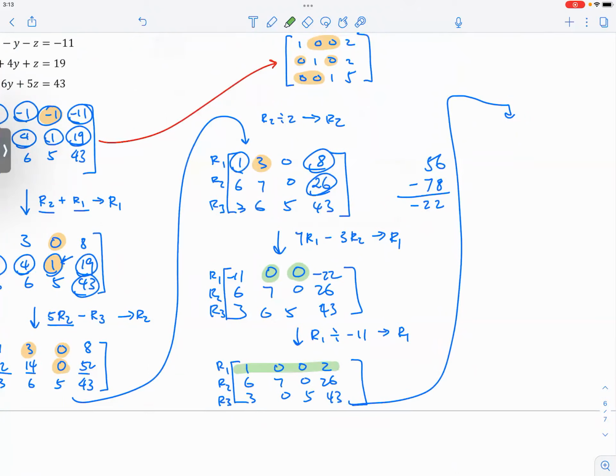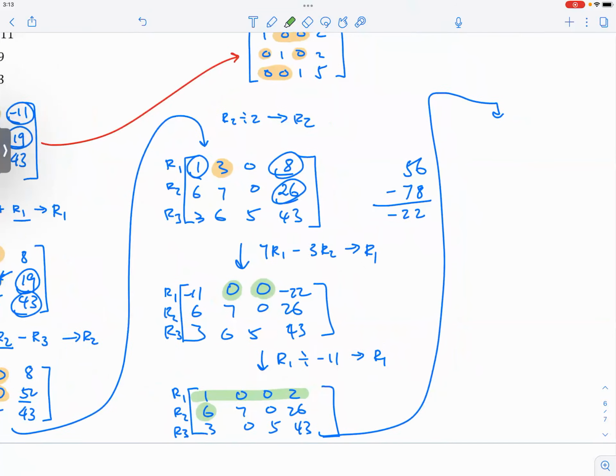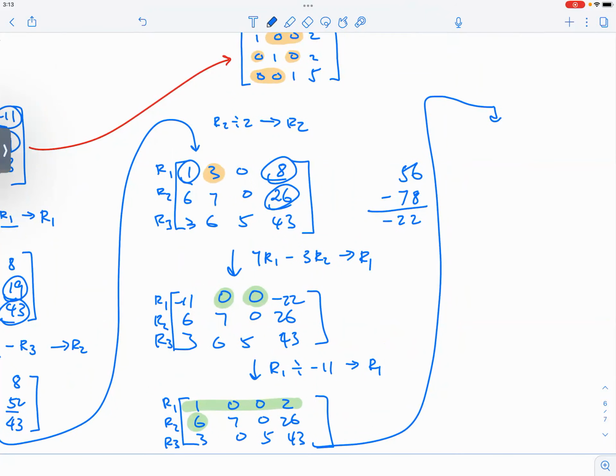We can use it for what? We can use it to make this number 6 0. So how can we do that? We would say, well, it's easy. We can simply say R2 minus 6 times R1 is equal to our new row 2. So R1, R2, R3. R1 is still the same. R3 is still the same. And oops, sorry, this should be 6.